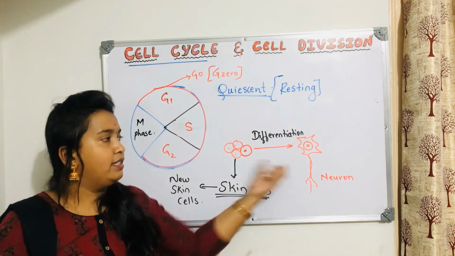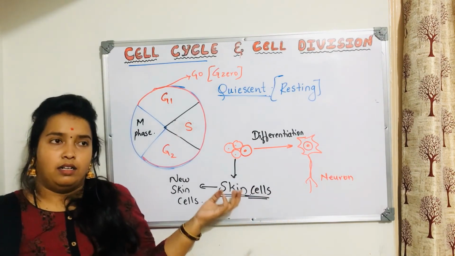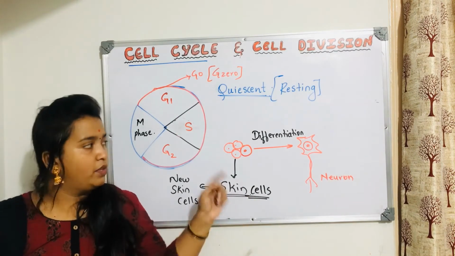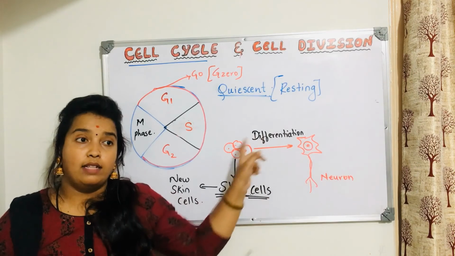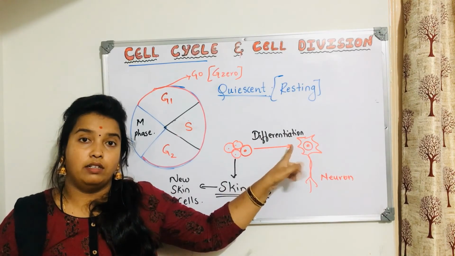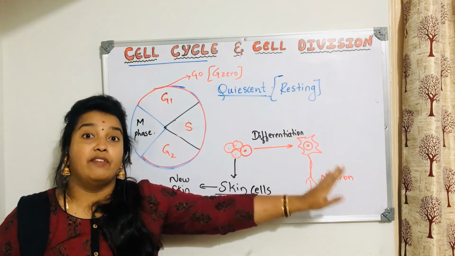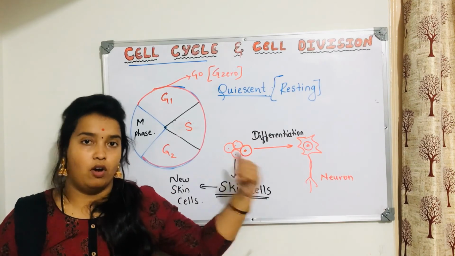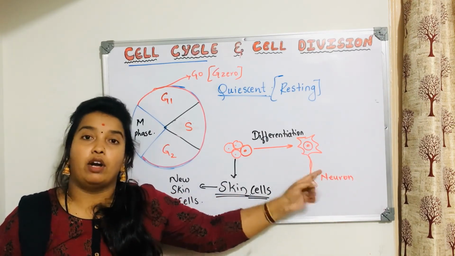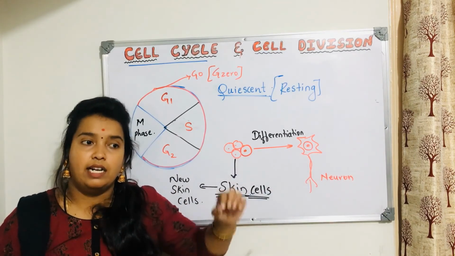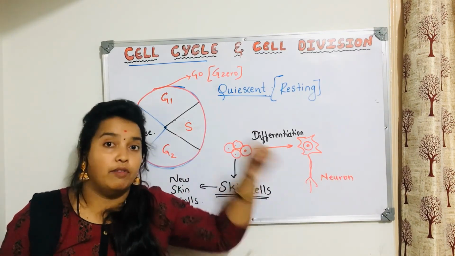So what you can understand here is, this is an example wherein once the cell has entered G0, it got differentiated, it is never coming back again. It's gone. Once the cell becomes a neuron, it will not again divide. Instead it will die, but it will not divide.